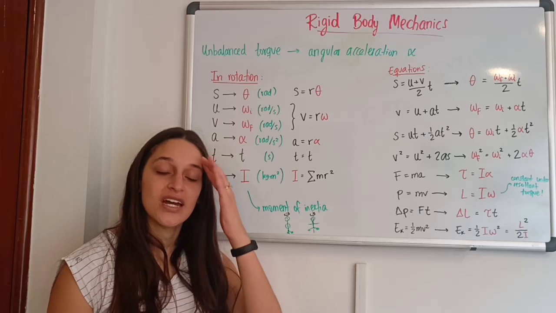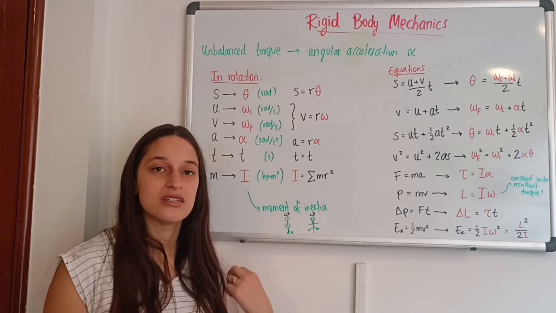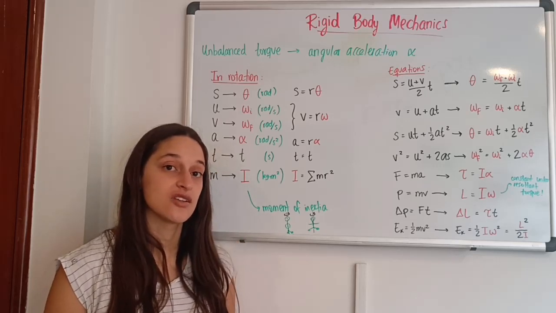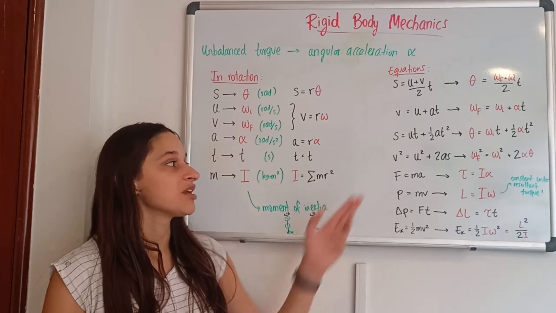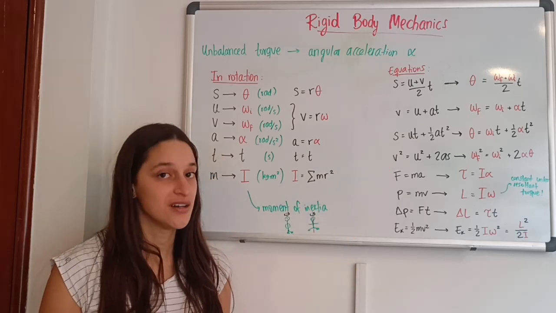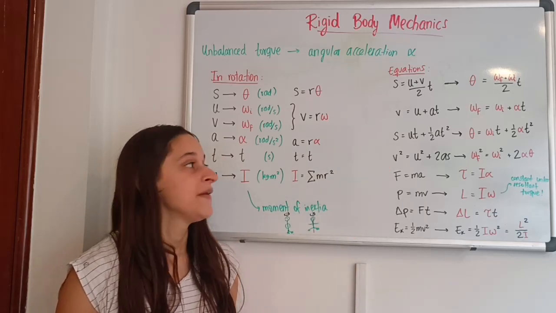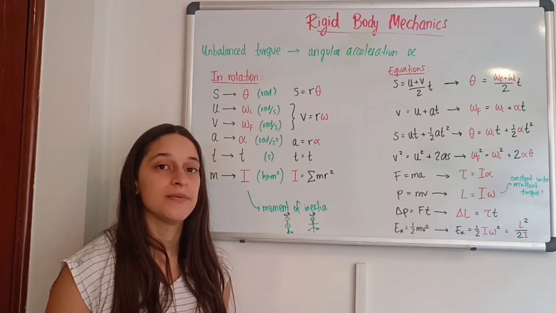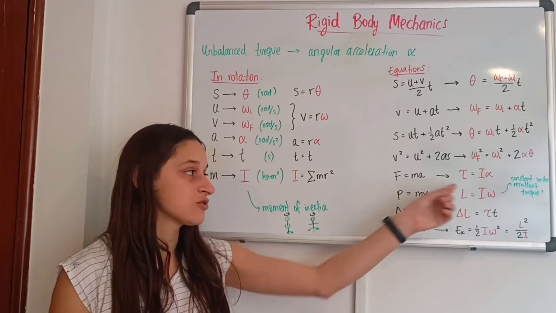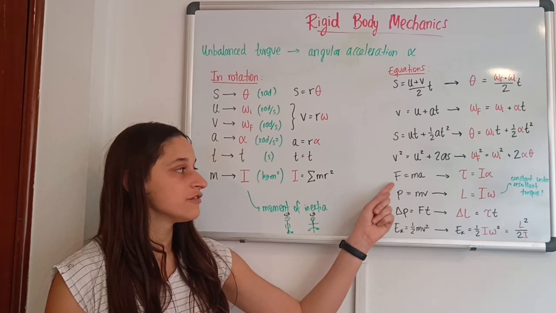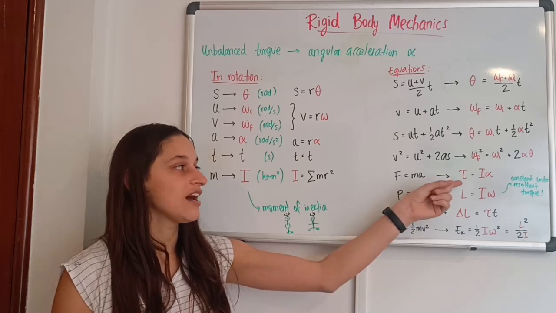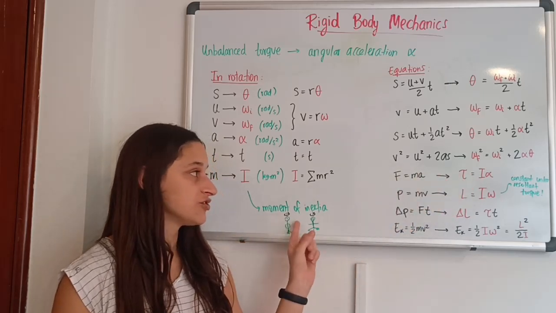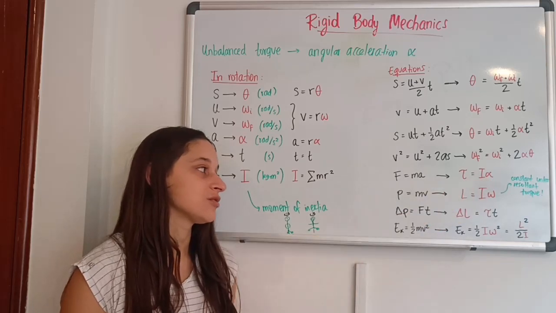We have to take into account, just like in linear motion, these equations work for constant linear acceleration. In rigid body mechanics, these equations work for a constant angular acceleration. That means that there has to be a torque. Newton's second law also has its equivalent equation. Instead of force equals mass times acceleration, now we have torque equals moment of inertia times angular acceleration.